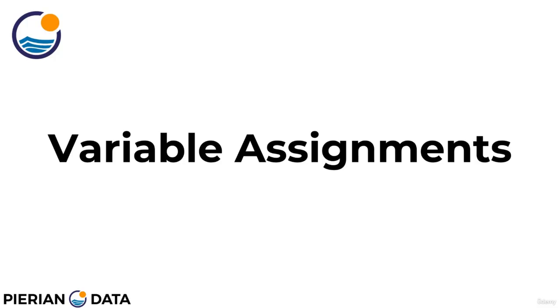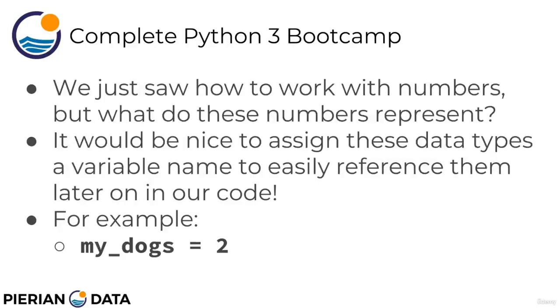Welcome back, everybody. In this lecture, we're going to be discussing variable assignments. Now, we just saw how to work with numbers, but what do these numbers actually represent? We had integers and floating point numbers, but we don't actually have a variable name assigned to them. So it'd be nice if we can assign these particular data types a variable name to easily reference them later on in our code.